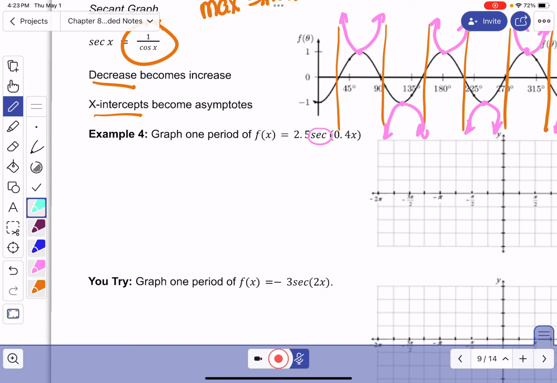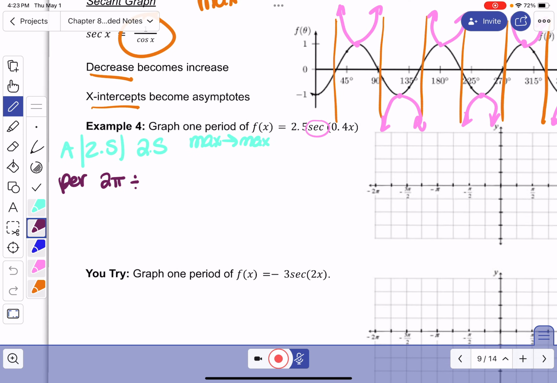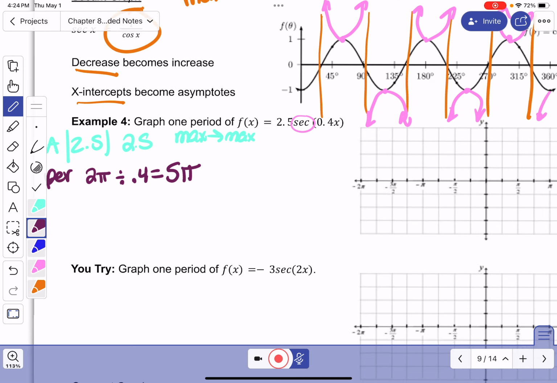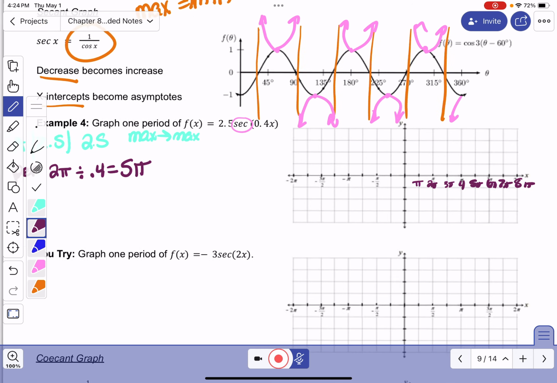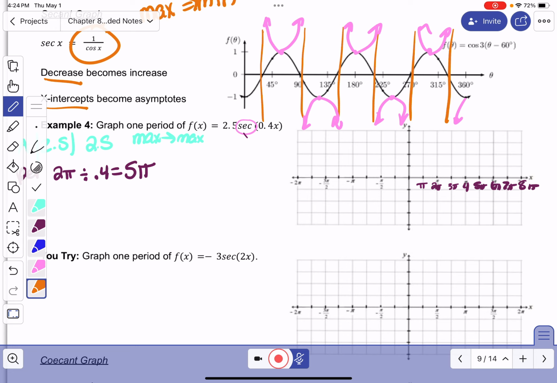So we're going to graph it just like a cosine graph. Our amplitude is going to be 2.5, and it's positive, so we go max to max. Our period is 0.4, so 2 pi divided by 0.4, which is going to give us 5 pi. So I'm going to change this just so I have room. Pi, 2 pi, 3 pi, 4 pi, 5 pi, 6 pi, 7 pi, 8 pi. There's no vertical or horizontal shifts, so our period's going to go from 0 to 5 pi.